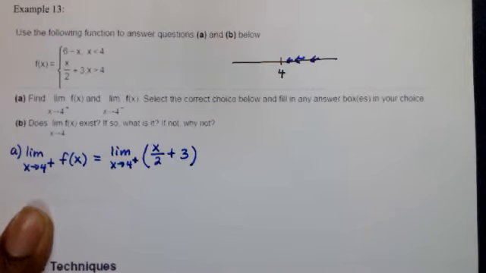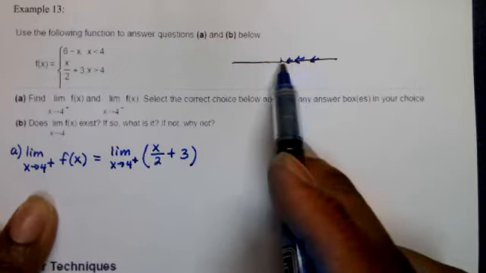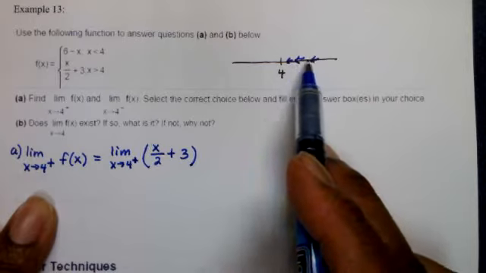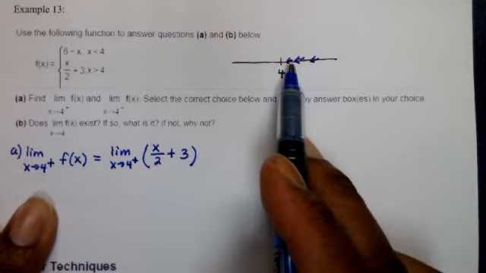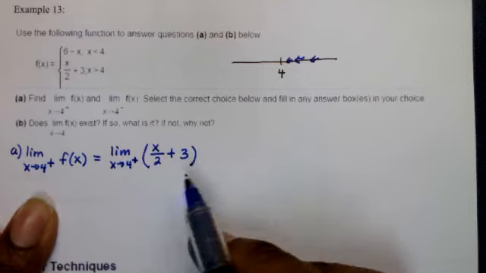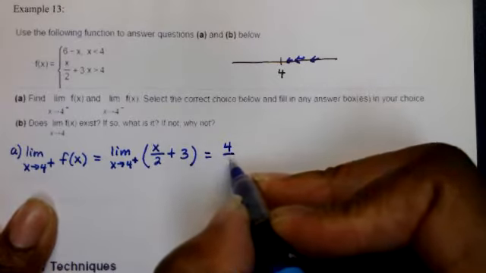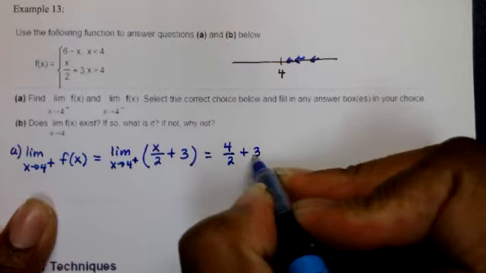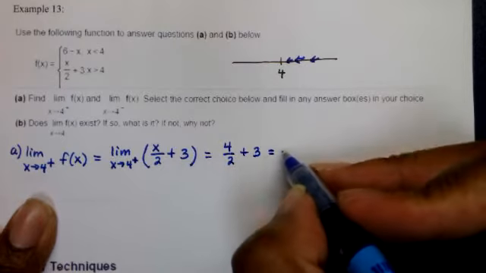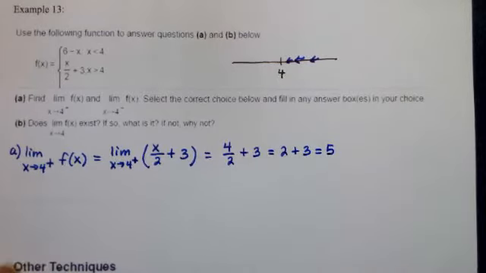And the reason why we're using x over 2 plus 3, because anything to the right of 4, it would take in the limit as x approaches 4 from the right. Anything to the right of 4 has to be greater than 4. So that's why we're using x over 2 plus 3 here. Now we can do direct substitution here. Just substitute the x with 4, now 4 over 2 plus 3. 4 divided by 2 would be 2. 2 plus 3 is 5. So the limit as x approaches 4 from the right for the function f of x will be 5.